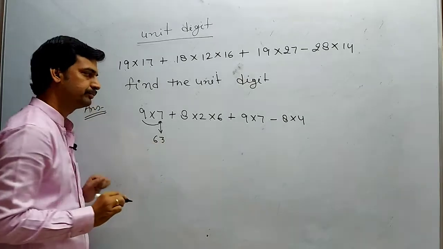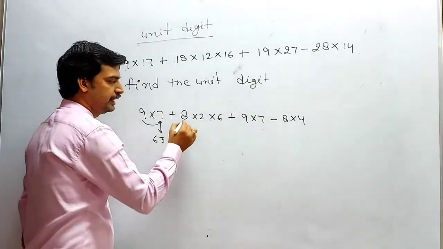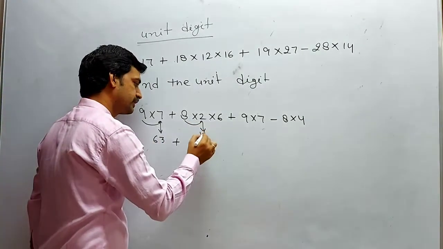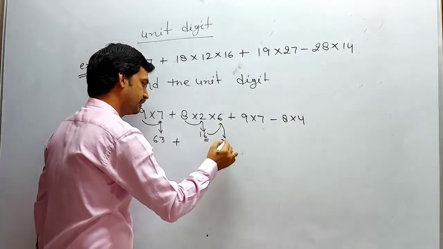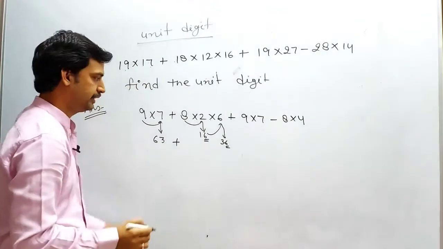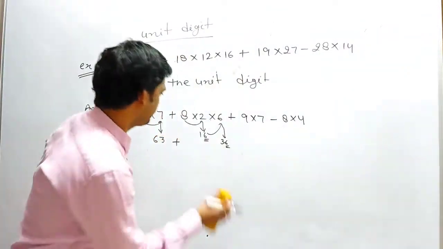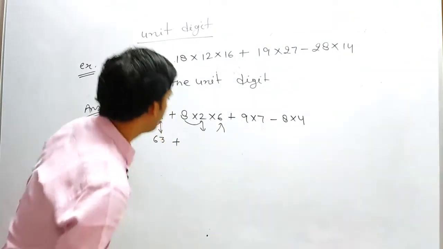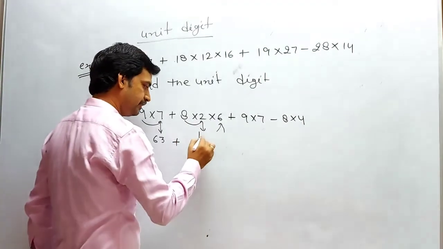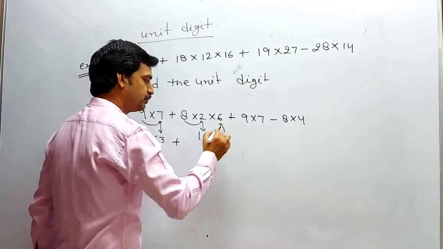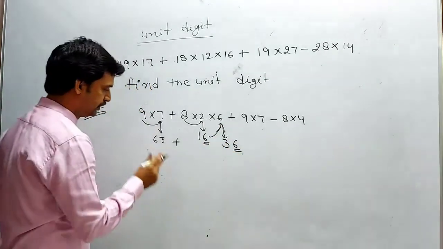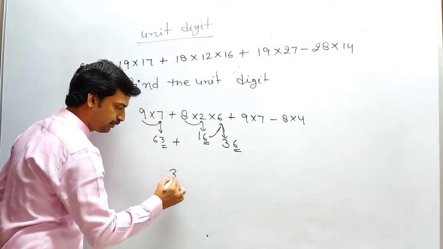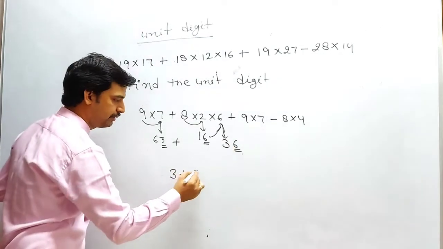So 9 into 7 is what? 63. Plus 8 into 2 is what? 16. What will we use? 6. 6 into 6 is what? 36. What will we use? 6. I'll write it in larger font because there is a problem of font in the video. So from here we will use 3, plus, from here we will use 6.